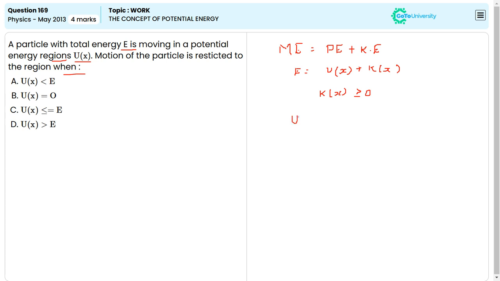Then U of x, that is the potential energy, is equal to E minus K of x. Then we can write it as U of x is less than or equal to E. Among these four options, U of x is less than or equal to E. That is option C is our right answer.